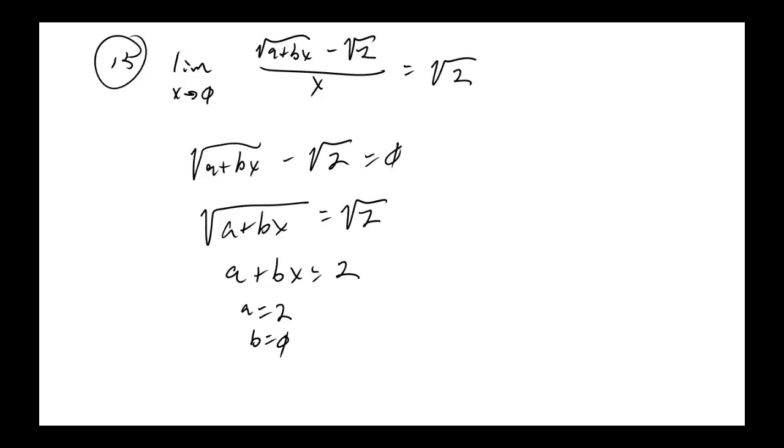Well, let's plug it back into the original function. Square root of 2 minus square root of 2 is 0 over 0, which is not equal to square root of 2. Oh, that's right. Plug it back into the original problem. Because that worked for this case, but when you plug back in, it doesn't work. Got it. There's 16. A is equal to 2, B is equal to 4, not 0.